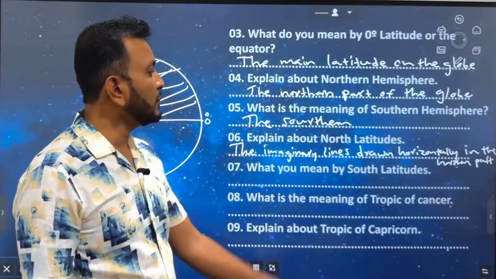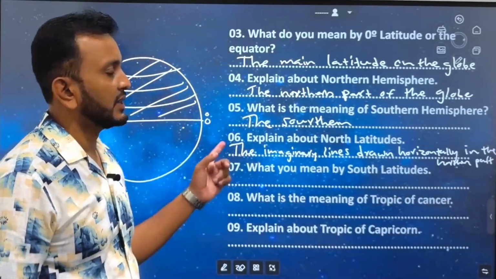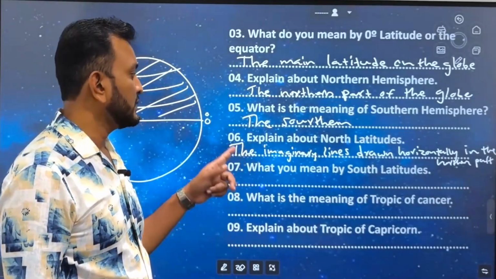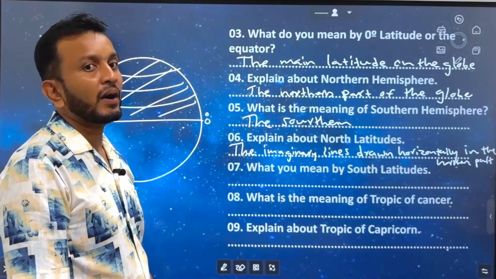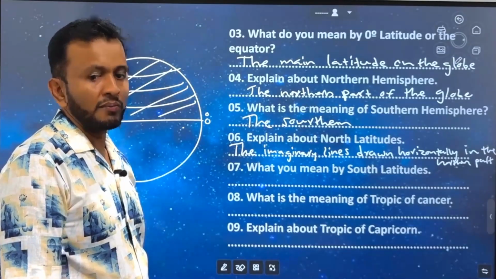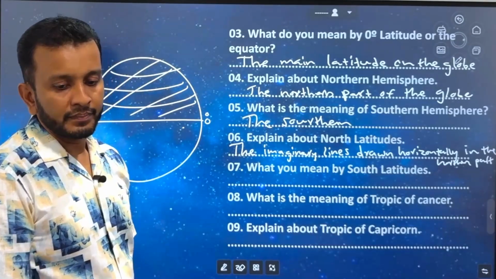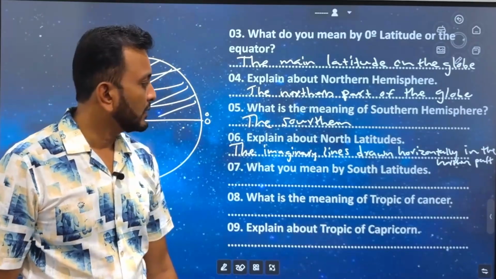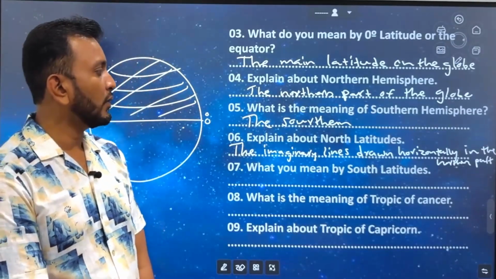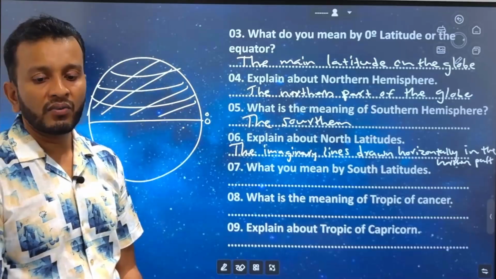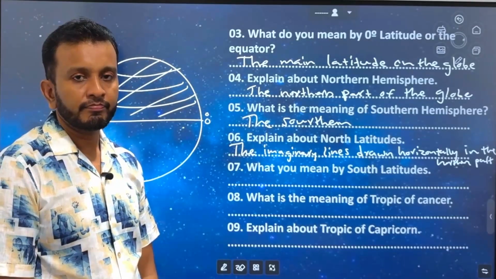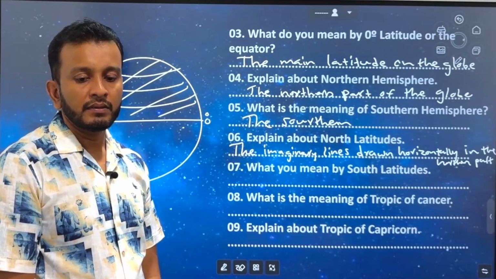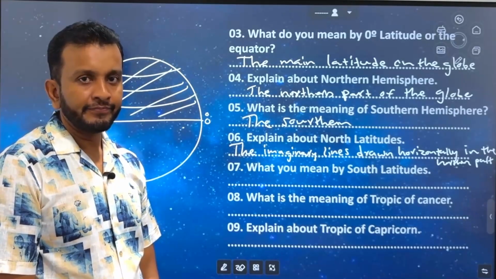What do you mean by south latitudes? Find the opposite answer. The imaginary lines drawn horizontally in the southern part of the globe. Write it down. Janita, are you writing?